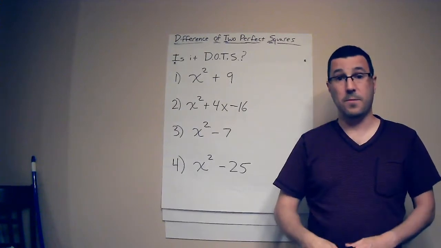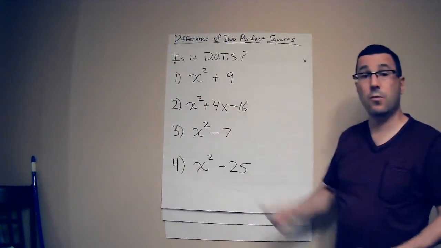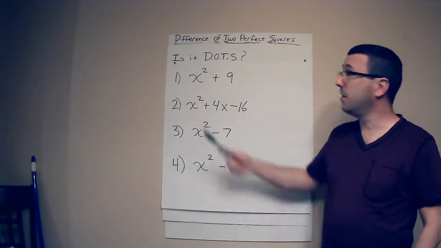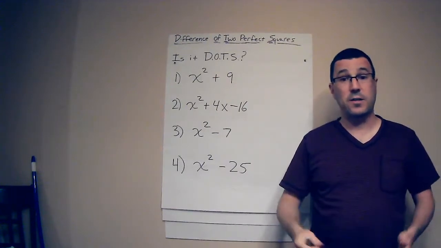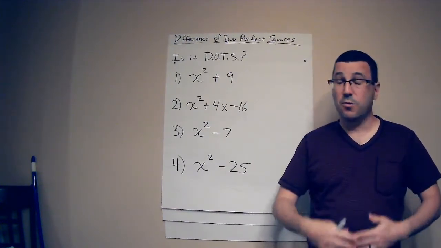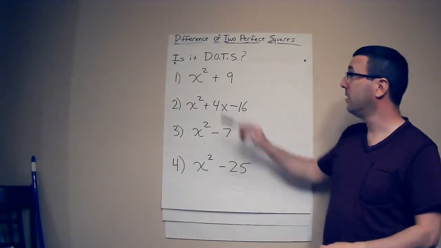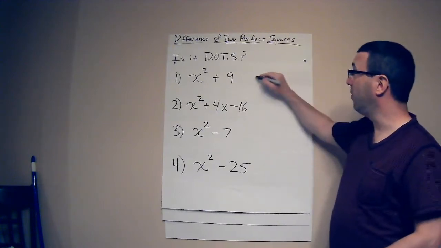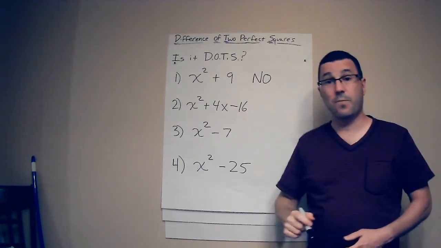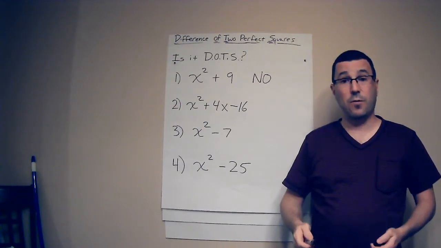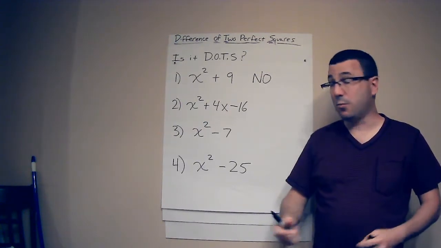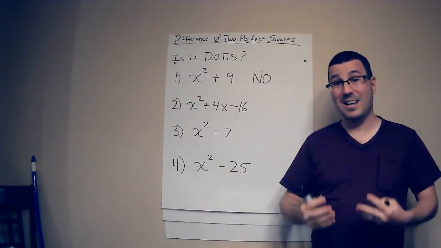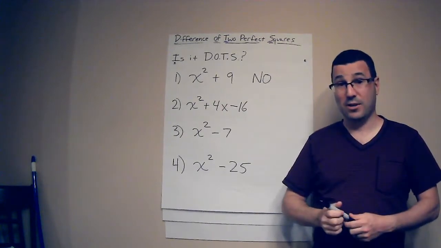So I have here, number 1, we have x squared plus 9. The very first thing is difference. When I talk difference, it's subtraction. So that's what we're looking for. Does it have subtraction? This has a plus in the middle. It's x squared plus 9. So that's a no. It's not difference of two perfect squares because it doesn't have subtraction. It has two things, they're both perfect squares, but it's not going to work because it's not subtraction.